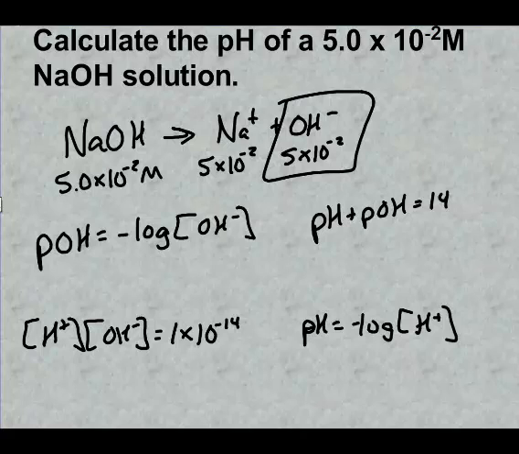I'm going to go the top route and find my pOH. So pOH is equal to the negative log of 5 times 10 to the negative 2. Plugging that in, I get that my pOH is 1.3. Therefore, 14 minus 1.3 is equal to my pH. So pH is 12.7.